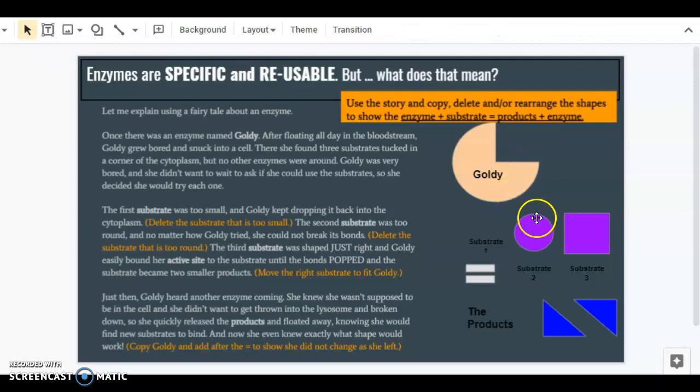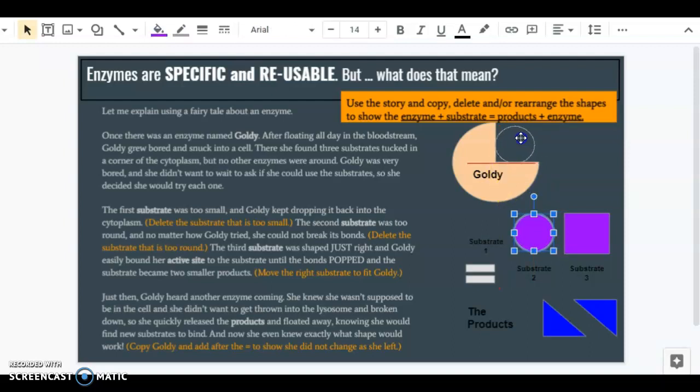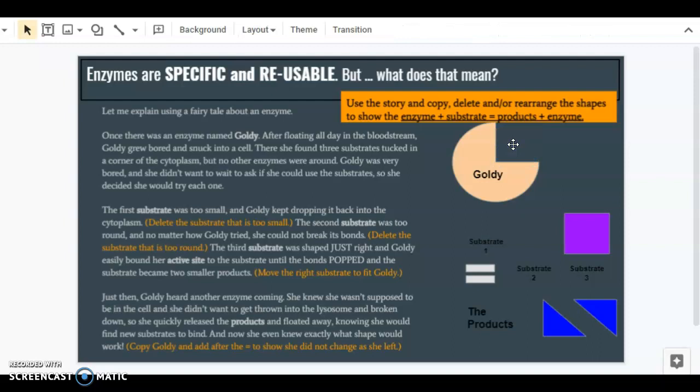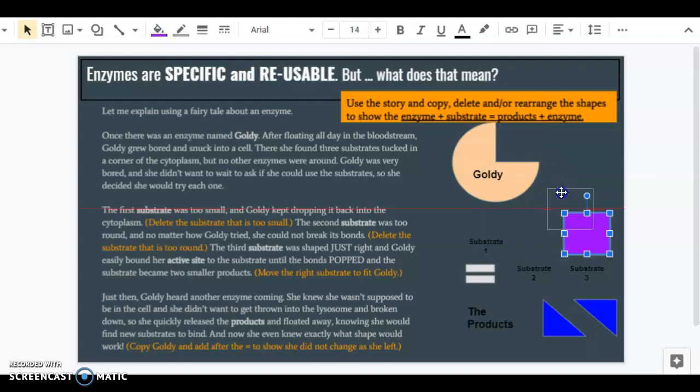Then she tried substrate number 2, but it was the wrong shape. There were little gaps. She couldn't get a good hold. So that one's gone. But the third substrate she found fit just right into Goldie's active site.